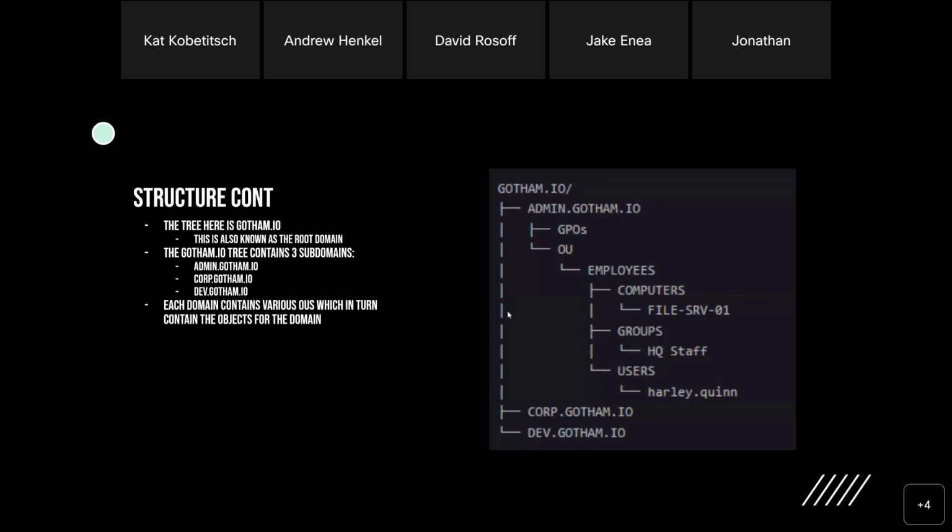So if we go back to here, some of the OUs in this admin.gotham.io domain, you have an OU for employees, and within that organizational unit, you have an OU for computers, and then that would contain all the computer objects, and then you would have an OU for groups, and that would contain all of the group objects, and same for users. And you could make this as granular as you want. You could go down to pretty much every detail if you wanted to.